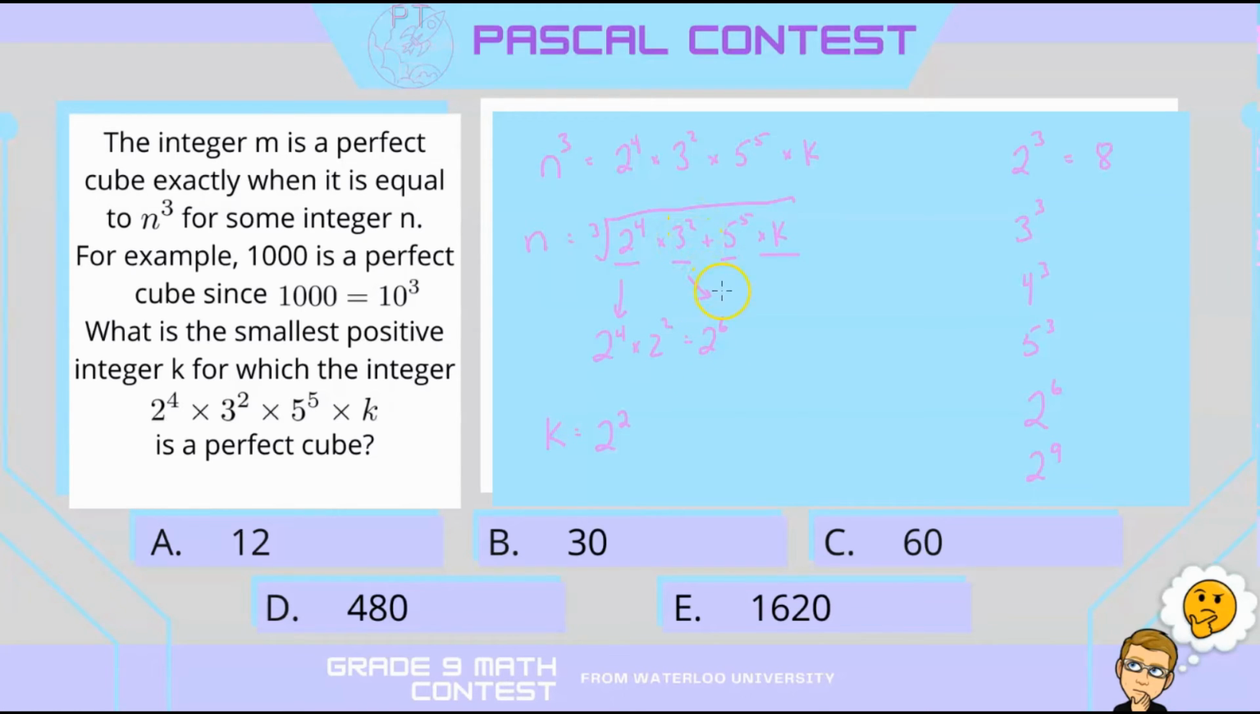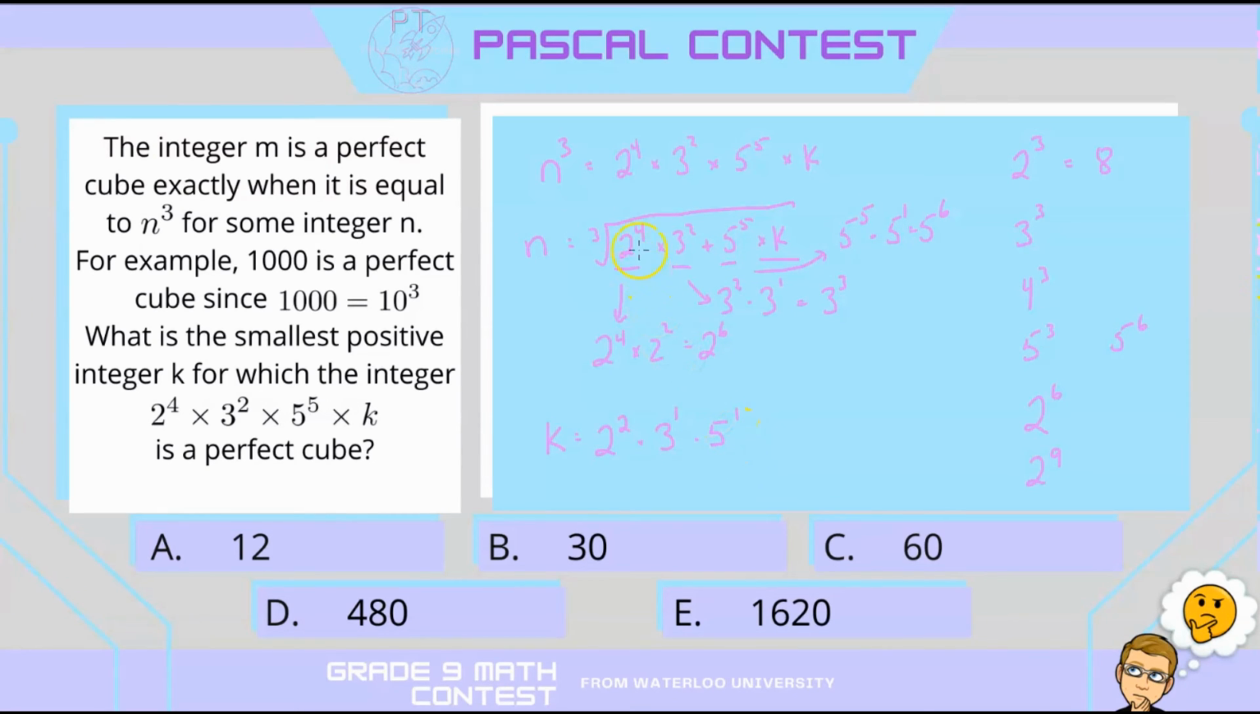Okay, what about 3 squared? 3 squared is not a perfect cube. But if I multiply it by 3 to the power of 1, we get a perfect cube. So let's make k also times by 3 to the power of 1. And our last term, 5 to the 5, is not a perfect cube. The closest would be 5 to the 6. 5 to the 6 is a perfect cube because 6 is a multiple of 3. So if I multiply that by 5 to the 1, now it as well becomes a perfect cube. So let's make k also that multiple 5 to the 1.